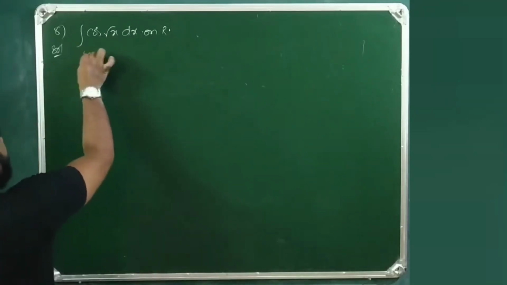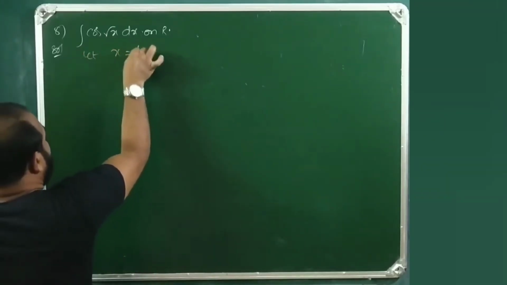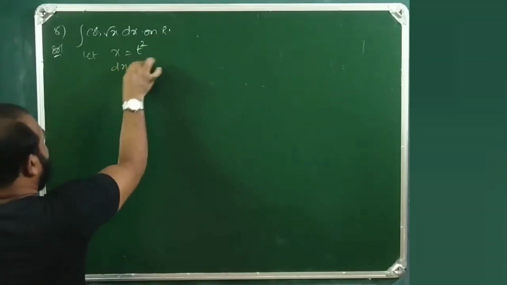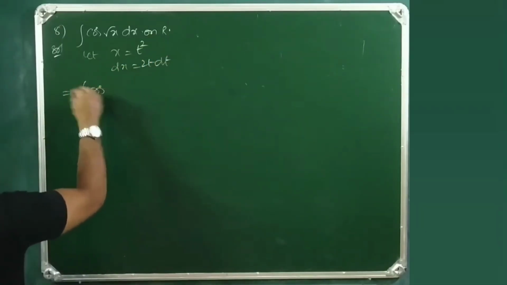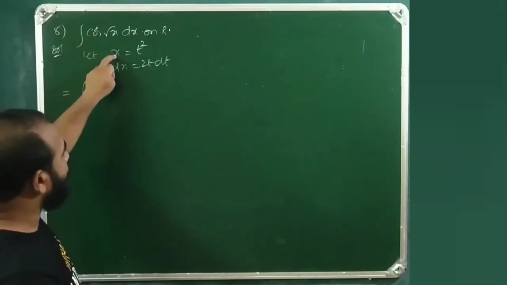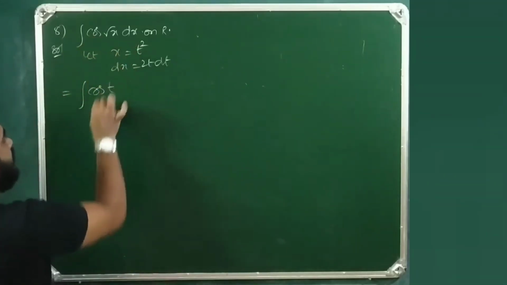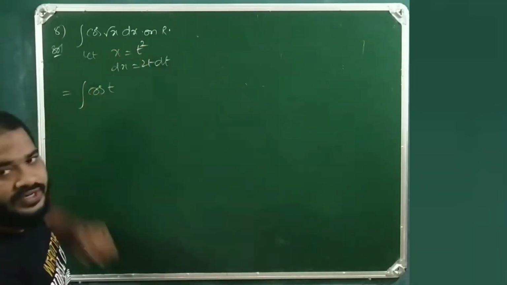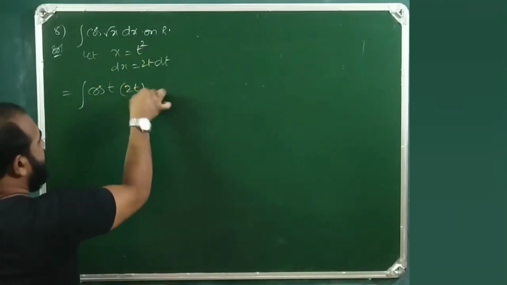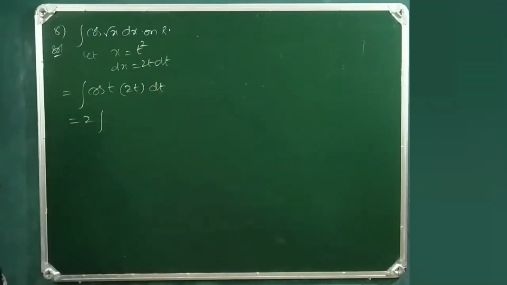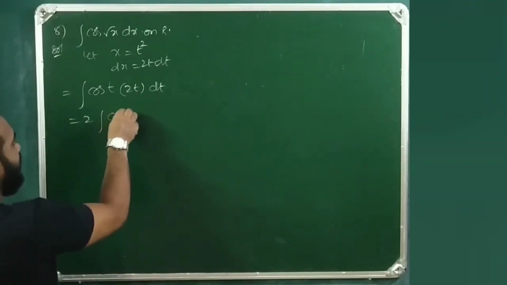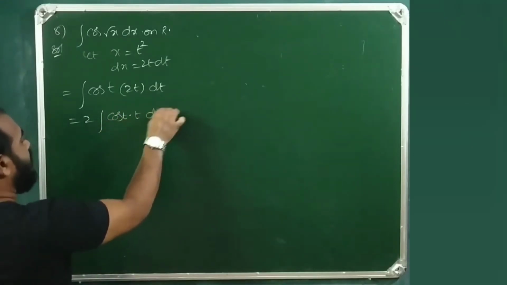So let x equal t square. Then dx is equal to 2t dt. This is equal to cos root x, which is cos t, times dx, which is 2t dt. Now this is equal to 2, taking the constant out of the integration, integral of cos t into t dt.